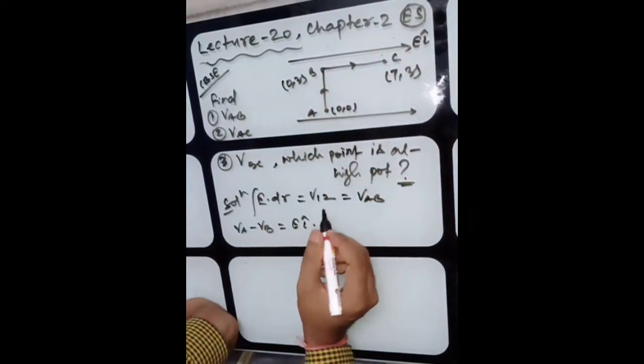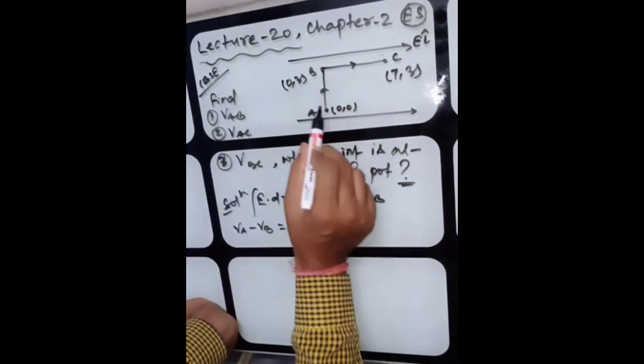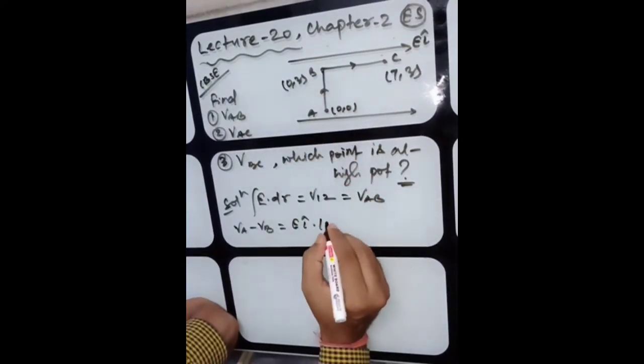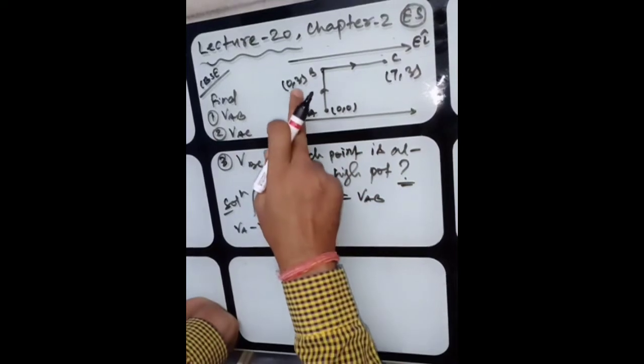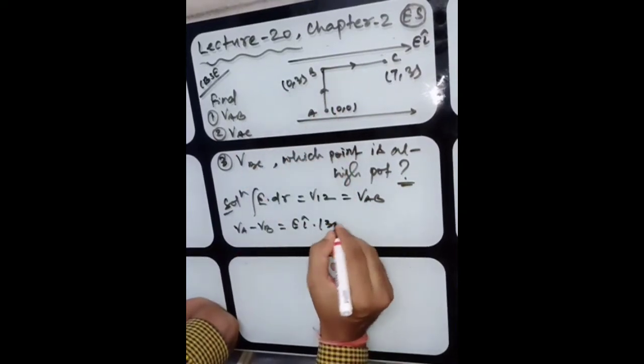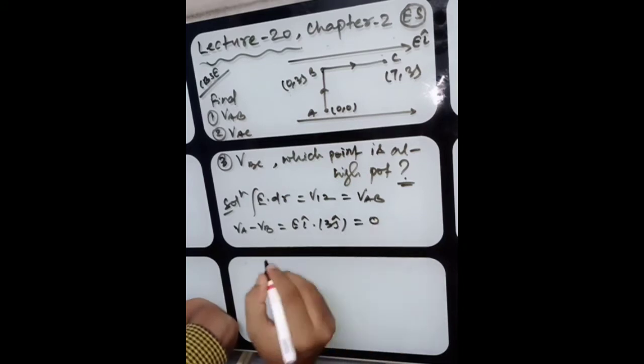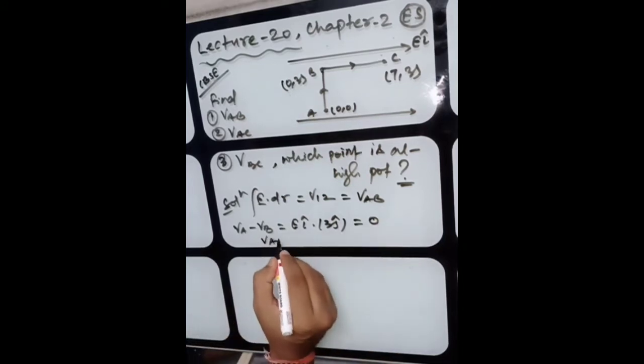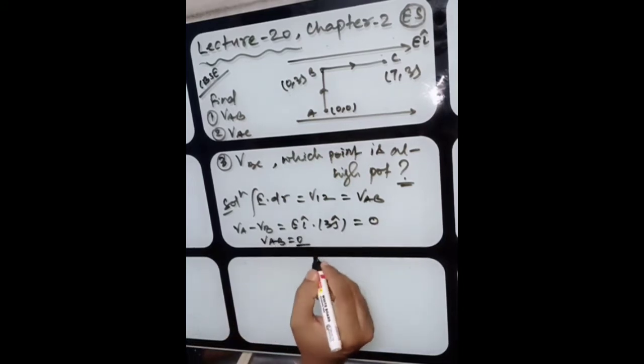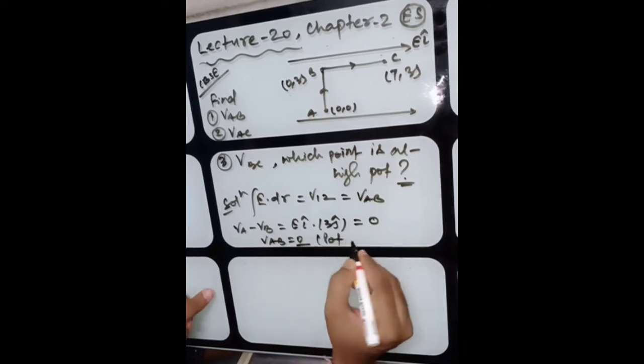The final point is this one, so 0 minus 0, and i is gone. Now 3 minus 0 is 3, but along j cap. And i dot j is 0. So V_A minus V_B, that is V_AB, is 0. This is called the potential difference.